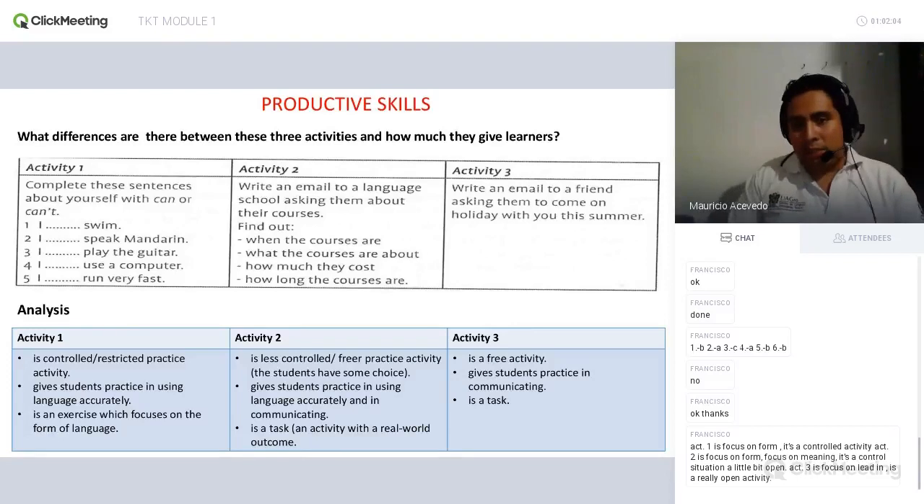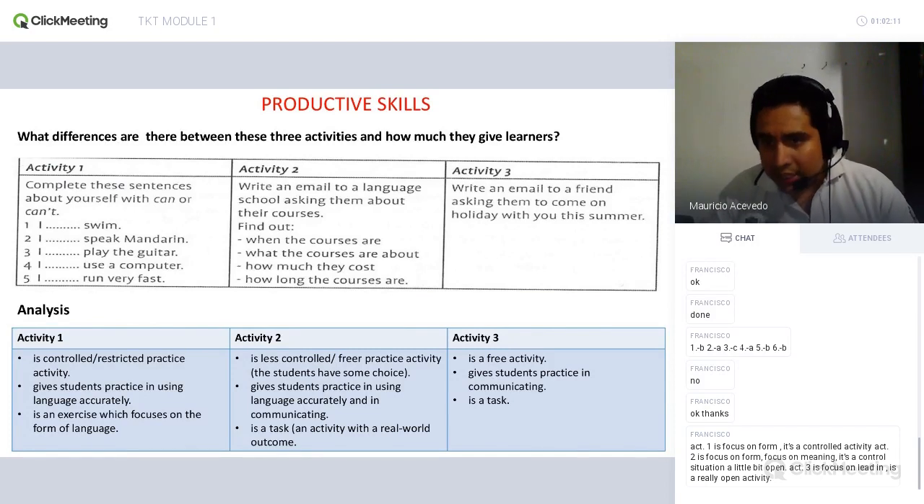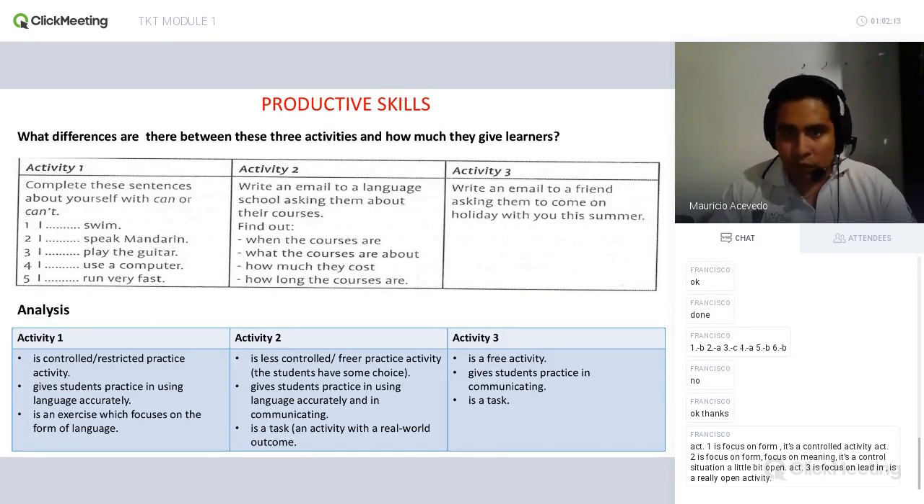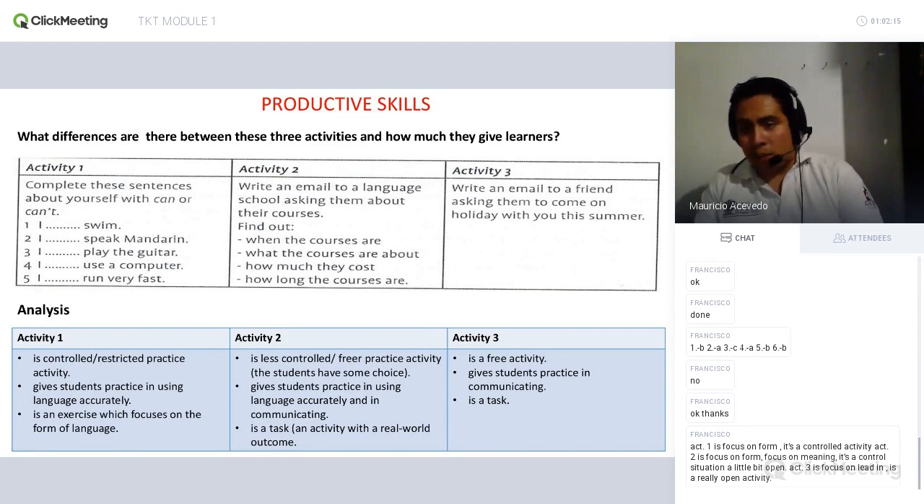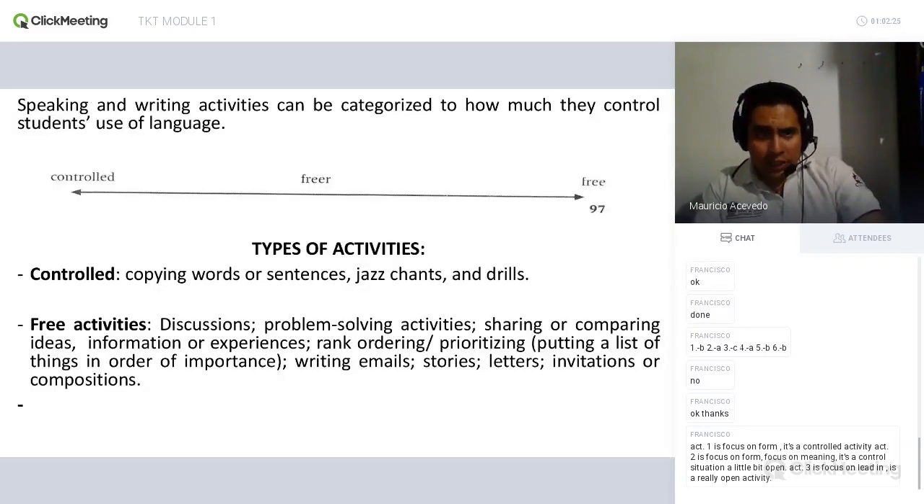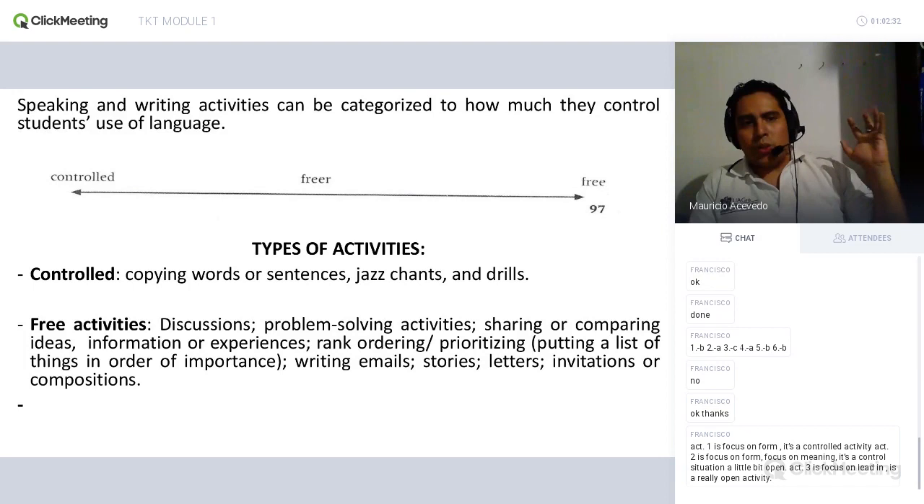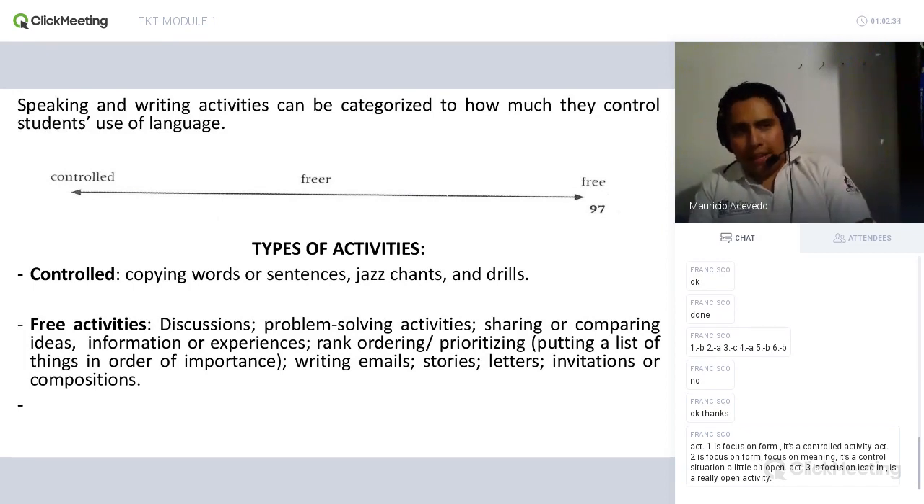And finally, activity three, as you said, is a free activity. It gives students practice in communicating, which is focus on meaning, and it is a task one more time. Okay, very nice, Francisco. So you analyzed almost exactly as Cambridge, and this is very, very nice. Okay, so now let's continue. We must remember this, Francisco, and I want you to have this very, very clear.